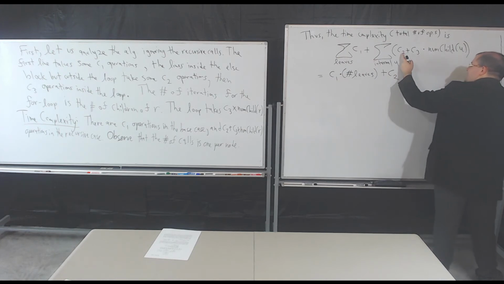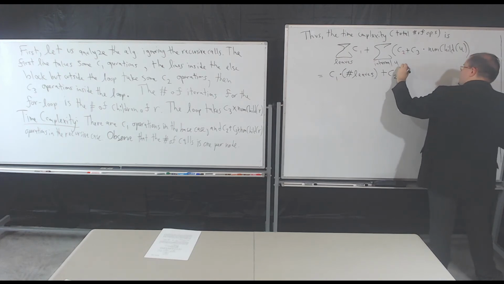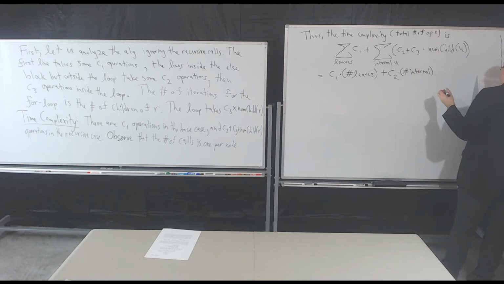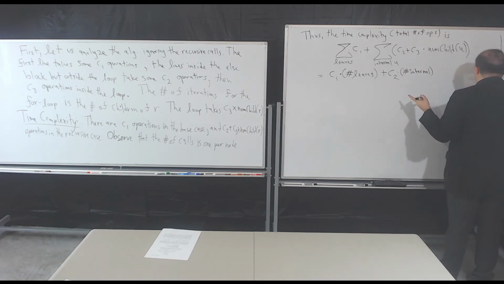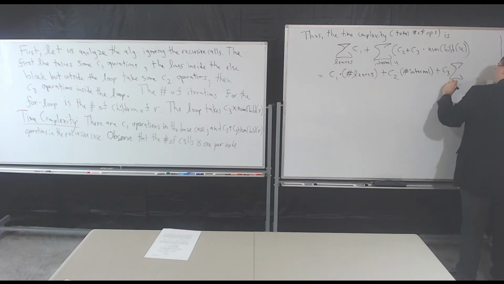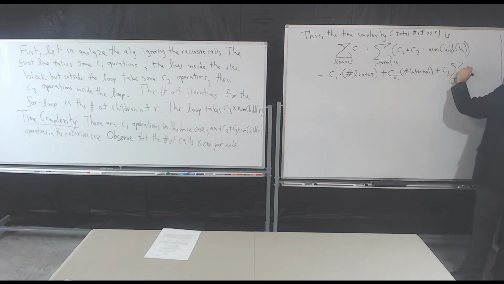So how many times does this occur? The number of internal nodes, right? Times the number of internal nodes. I'll use number of internal and number of leaves as simplifications of number of internal nodes and number of leaves. And then lastly I have C3. Because C3 gets multiplied to each one of them, I'm just going to pull that out. I'm just saving myself a little bit of a step here by doing this. So for each one of the internal nodes, I sum over num_child of U.